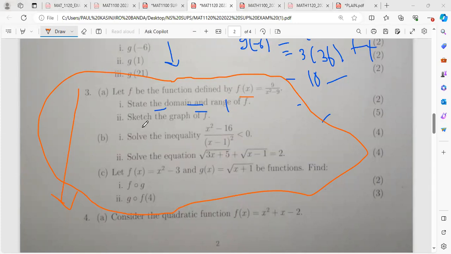The next question now is to sketch the graph of 9 over x squared minus 9. Sketch the graph of that. So let's sketch the graph of that. Just a minute, guys. Give me a minute.